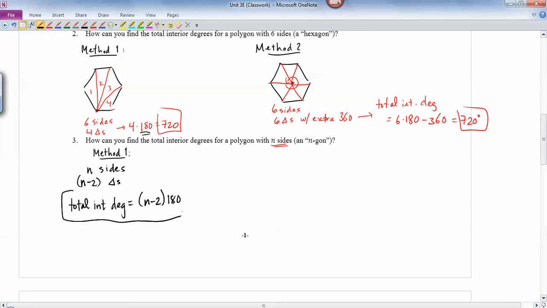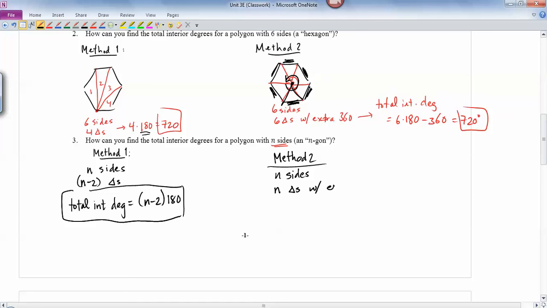So that's one way that you see it often written, and that's typical for textbooks, is to write it like this. We could also use method 2. So method 2 would be, well, you've got n sides, and if you cut it from the middle like we did up here, then every side ends up having a triangle associated with it, right? 6 sides, 6 triangles, 8 sides, 8 triangles, n sides, n triangles. But in every case, we'll get that extra 360 in the middle.